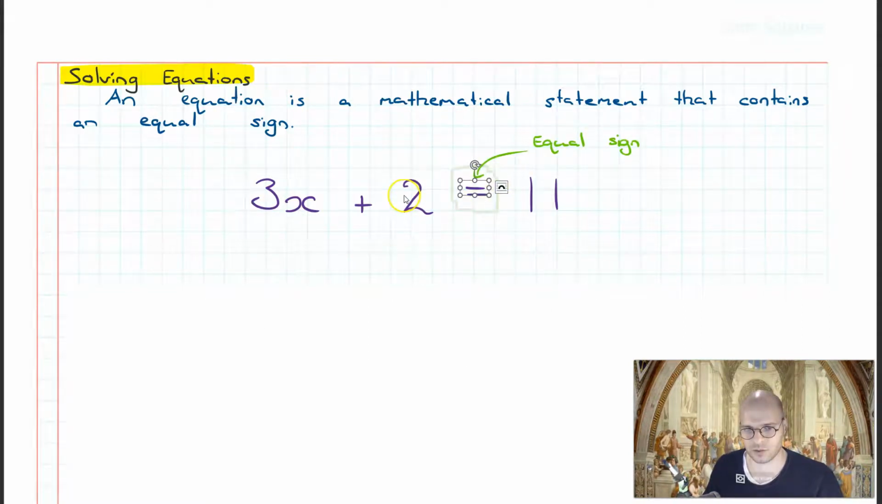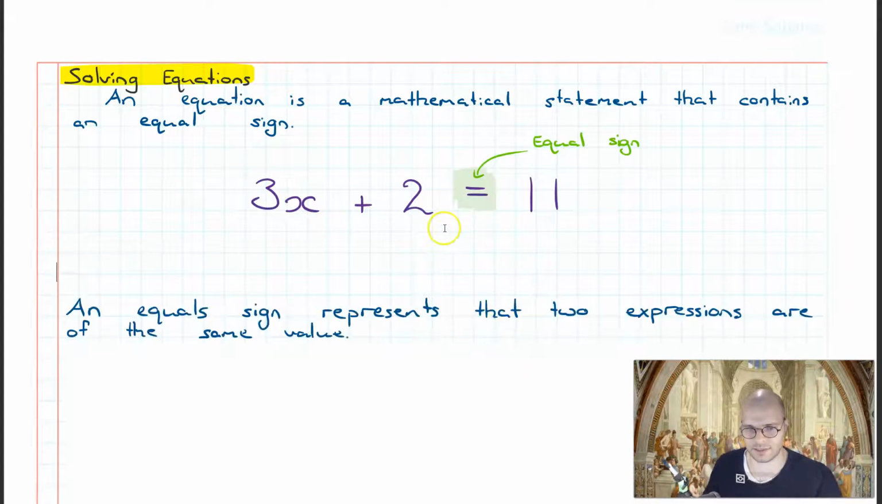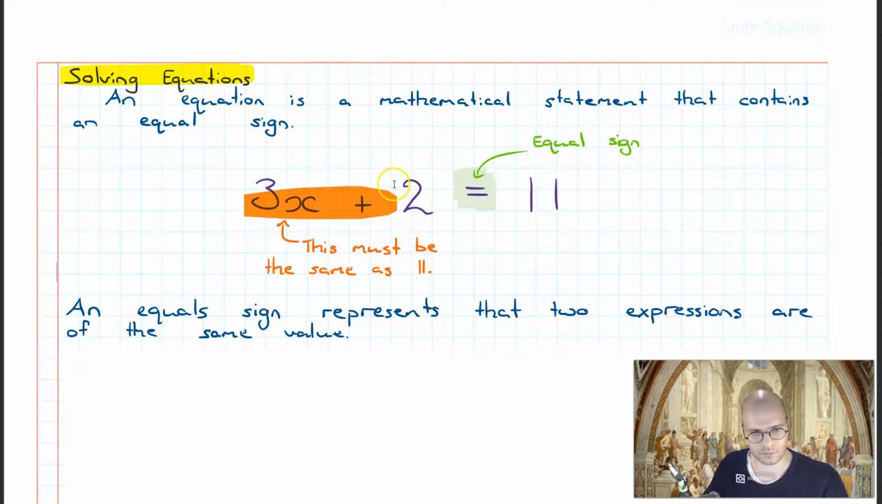The meaning of the equal sign is that both sides of the expression here represent the same thing. In other words, 3x plus 2 is the same as 11, or 11 is the same as 3x plus 2. As such, both expressions carry the same value. Now, this condition here is what allows us to be able to solve algebraic equations.